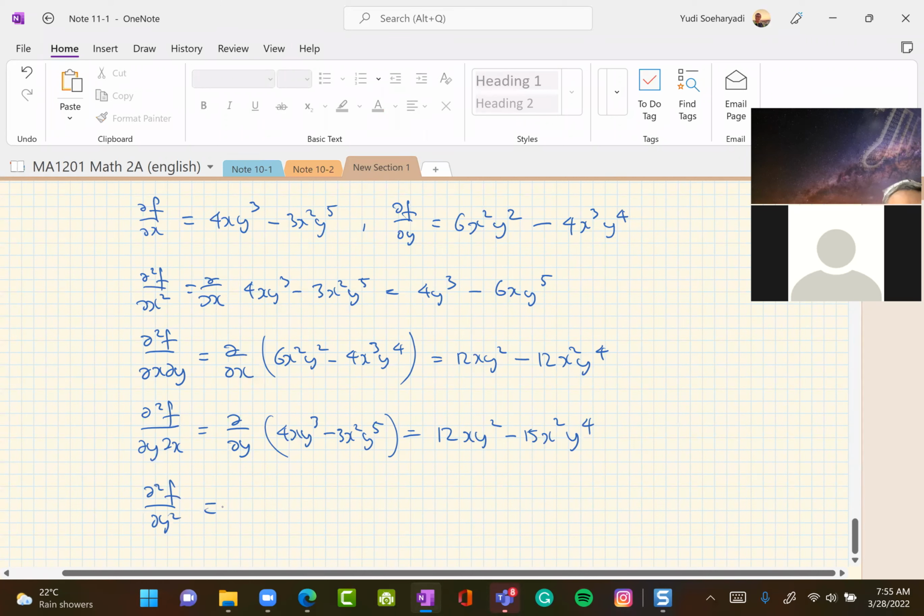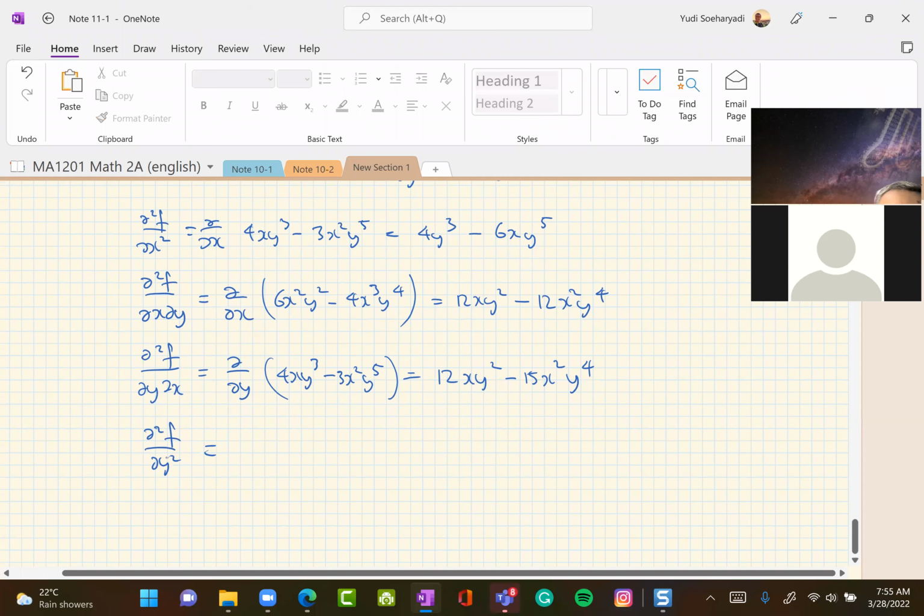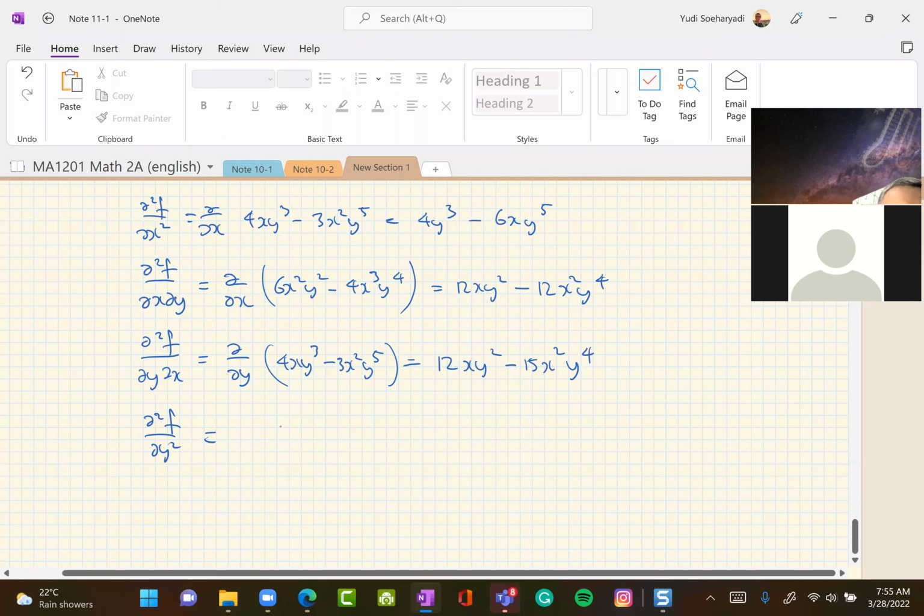And last, the second derivative with respect to y. So the dy of this, oh yeah, this is y. With respect to y, it becomes 12 x squared y. Here becomes, let's see, 4, 4, 6, 3. These are constants.